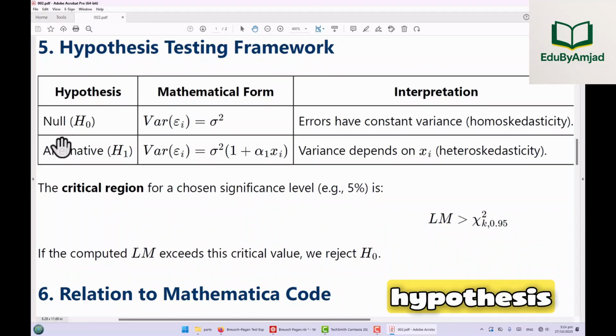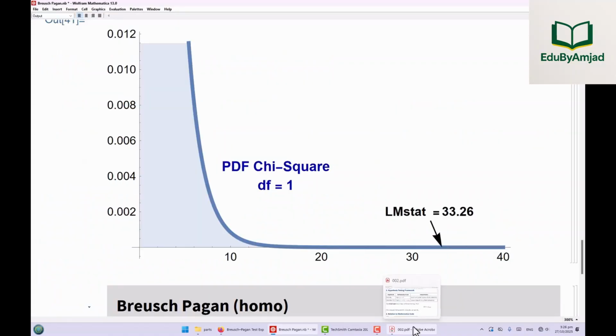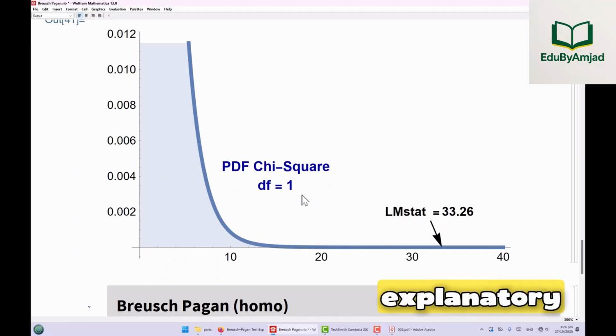The null hypothesis of the Breusch-Pagan test states that the residuals, heteroresid, have constant variance. We'll now check whether to reject this hypothesis. We define the chi-square distribution with 1 degree of freedom, since there's one explanatory variable.